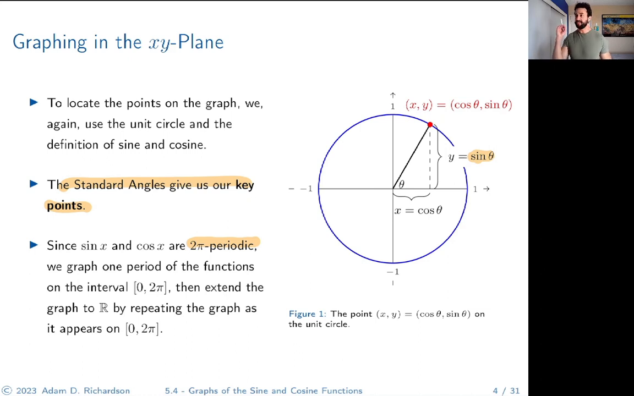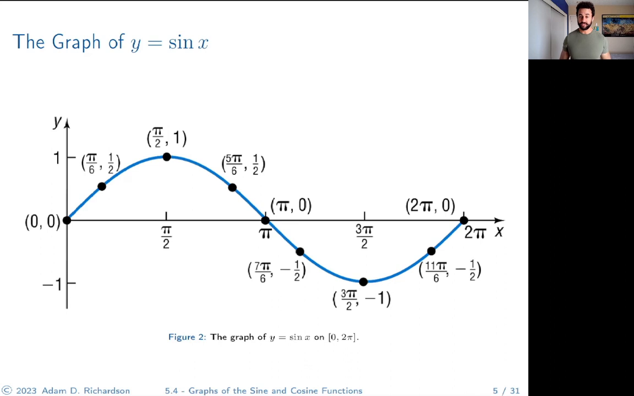All right, but keep the unit circle in mind, and let's take a look at the graph of the sine function. So here we go. This is what one period of the sine function looks like. How do you locate all of these points? You think about the unit circle, and you figure out what those points are going to be.